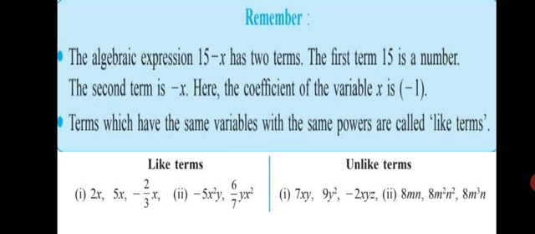Now let's have a look at unlike terms. First example, 7xy, 9y square and minus 2xyz. You will see that the variables are different. So they are called unlike terms. Second example for unlike terms, 8mn, 8m square n square, 8m cube n. You will see in all the terms for the second example, m and n are the variables but the powers are not same. So they come in the category of unlike terms. So for terms to be considered as like terms, their powers also should match.